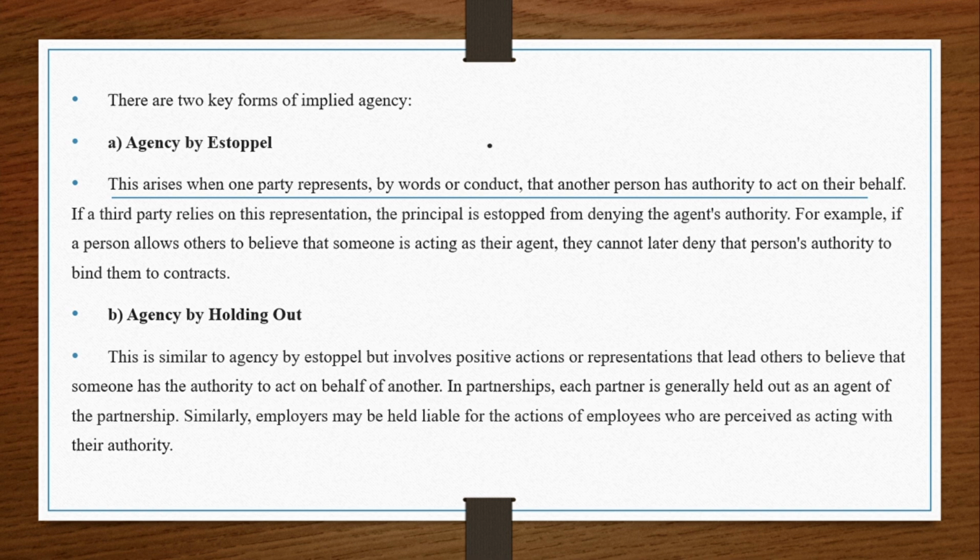For example, an employer introduces their assistant, Make, to clients as the person who handles the company matters. If Make signs a contract with the client, the employer cannot deny that Make had the authority to do so. So that is agency by holding out. Those are the two kinds of implied agency: agency by estoppel and agency by holding out.